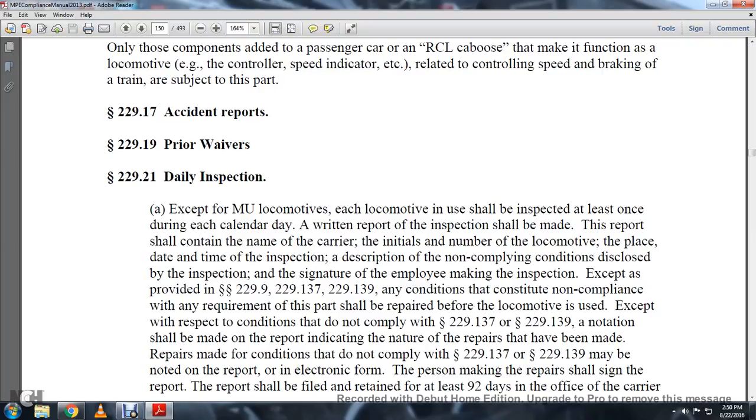Any conditions that constitute non-compliance with the requirements of this part shall be repaired before the locomotive is used, except with respect to conditions that do not comply with sections 229.137 and 229.139. A notation shall be made on the report identifying the nature of the repairs that have been made. The repairs made for conditions that do not comply with sections 229.137 and 229.139 may be noted on the report or in electronic form. The person who makes the repairs shall sign the report.